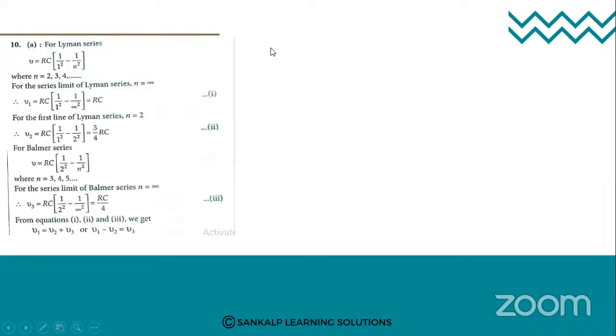So nu 1 is the frequency limit for Lyman. Nu 2 is the first line of the Lyman series. Nu 3 is the frequency of the series limit of the Balmer series. Here, the relation between these frequencies, we can write using the formula for frequency: nu is equal to R into C into bracket 1 upon n1 square minus 1 upon n2 square.